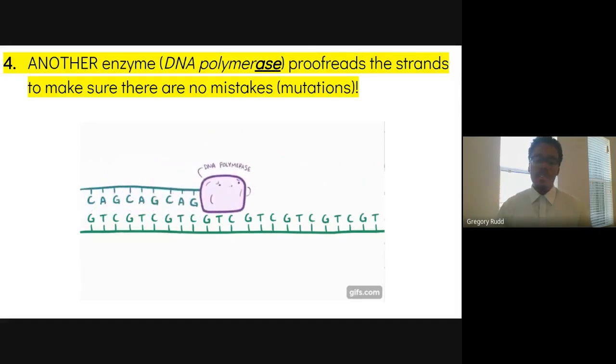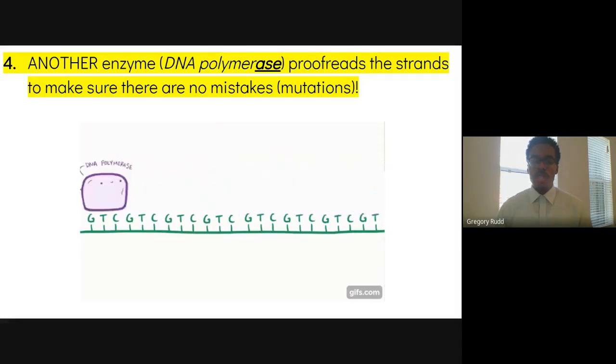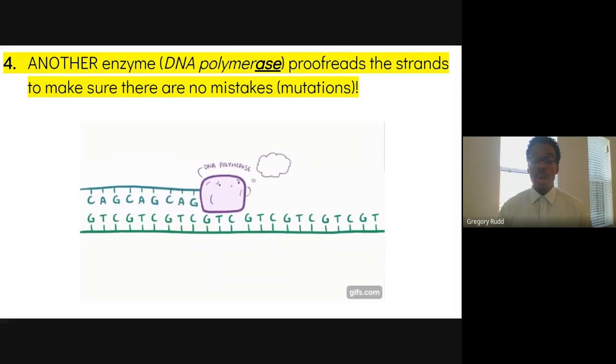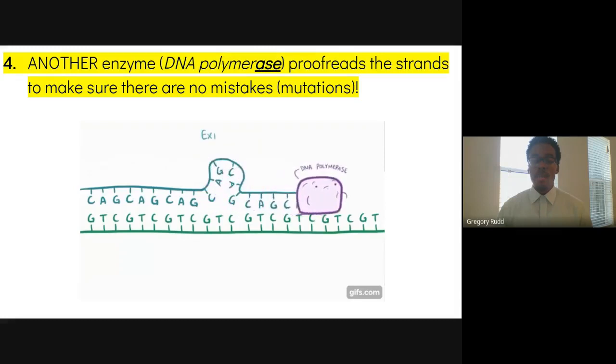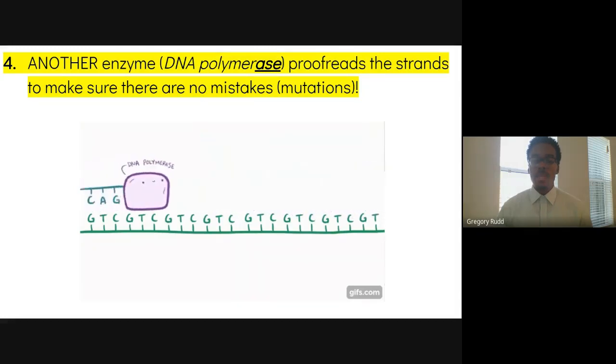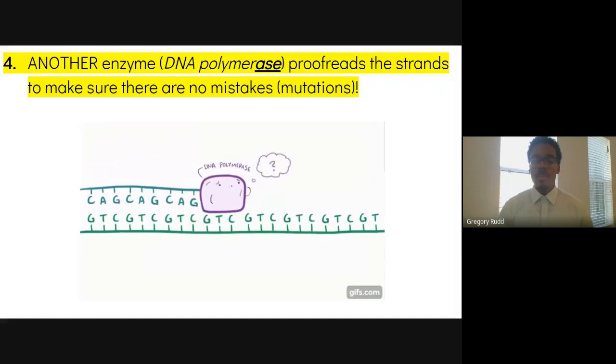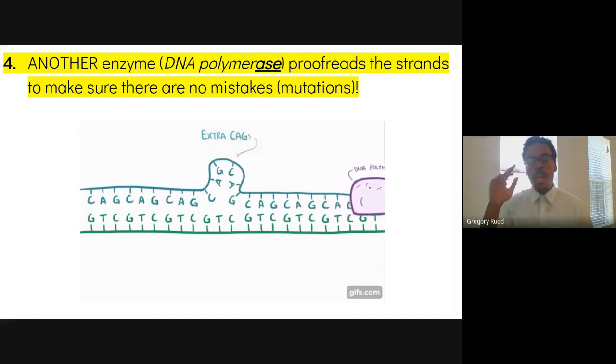So this final step, this proofreading, is so important, because as we have seen before, mutations can be fatal not only for the cell, but for the tissue that the cell is a part of, and potentially even for the entire organism. So mutations need to be taken care of as soon as they are discovered.